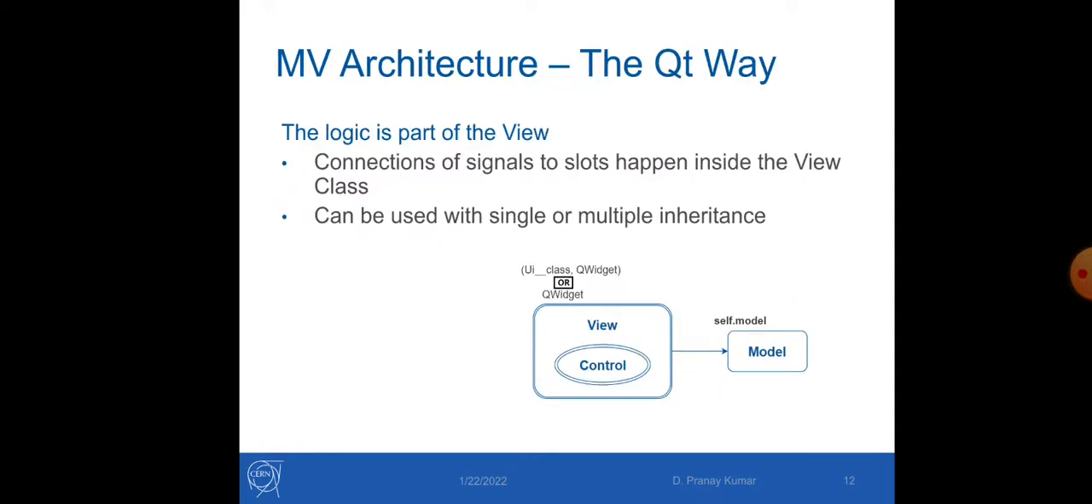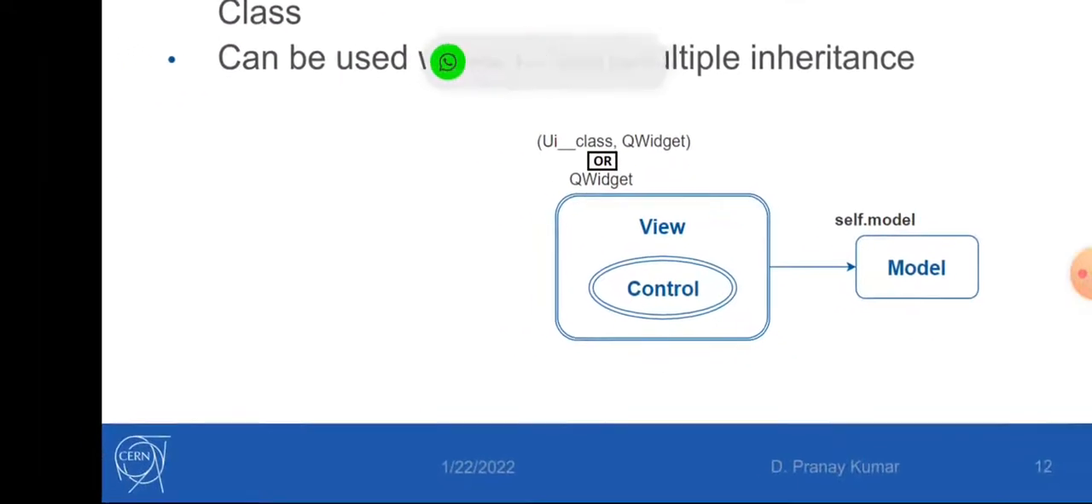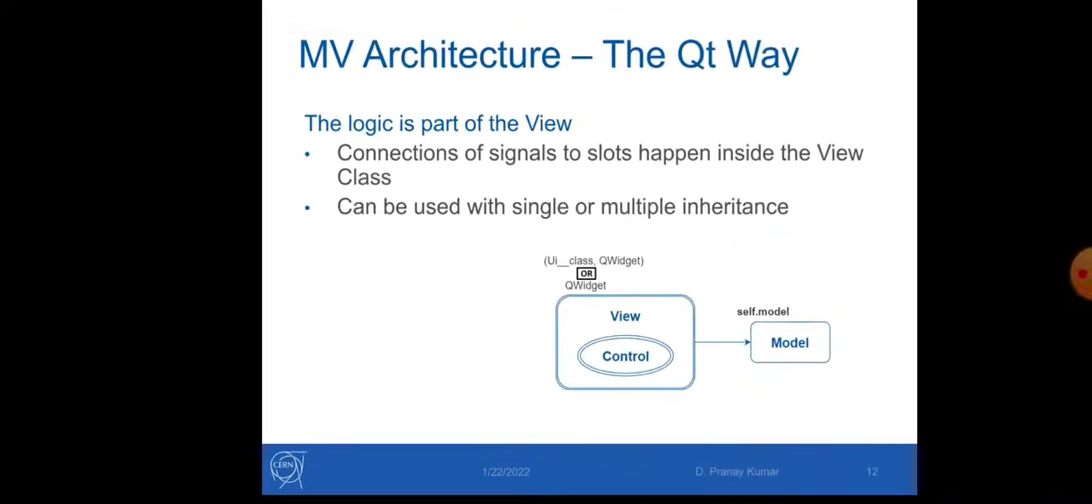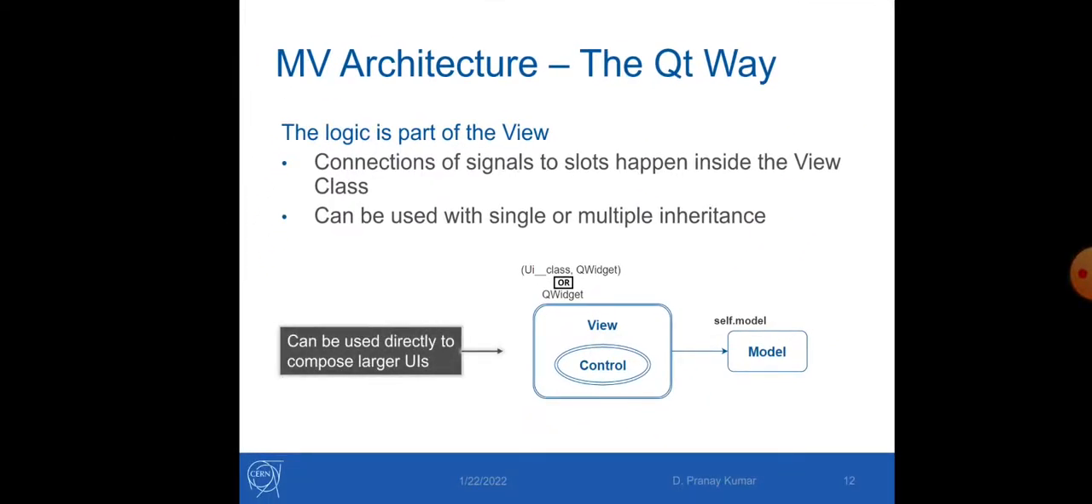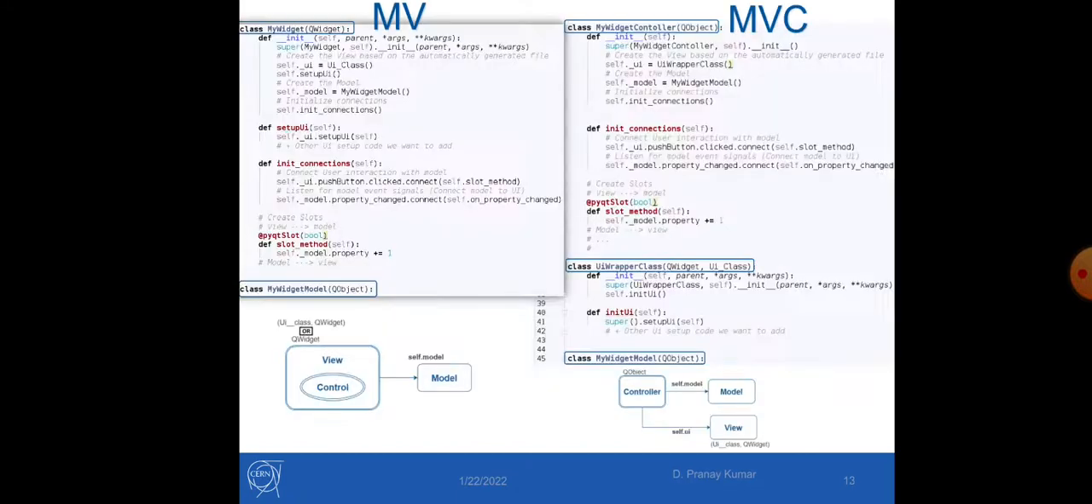Next, MV architecture in the Qt way. The logic is part of the view. Connections of signals to slots happen inside the view class, which can be with single or multiple inheritance. You can see the flowchart or the diagram. Next, it can be used directly to compose larger UIs, user interfaces. See here the code, the difference between MV and MVC codes.